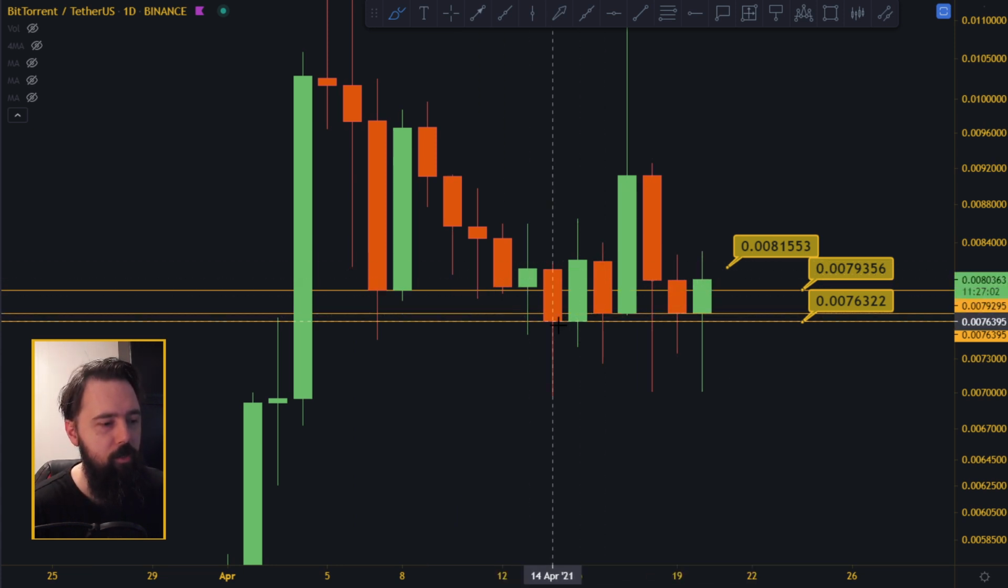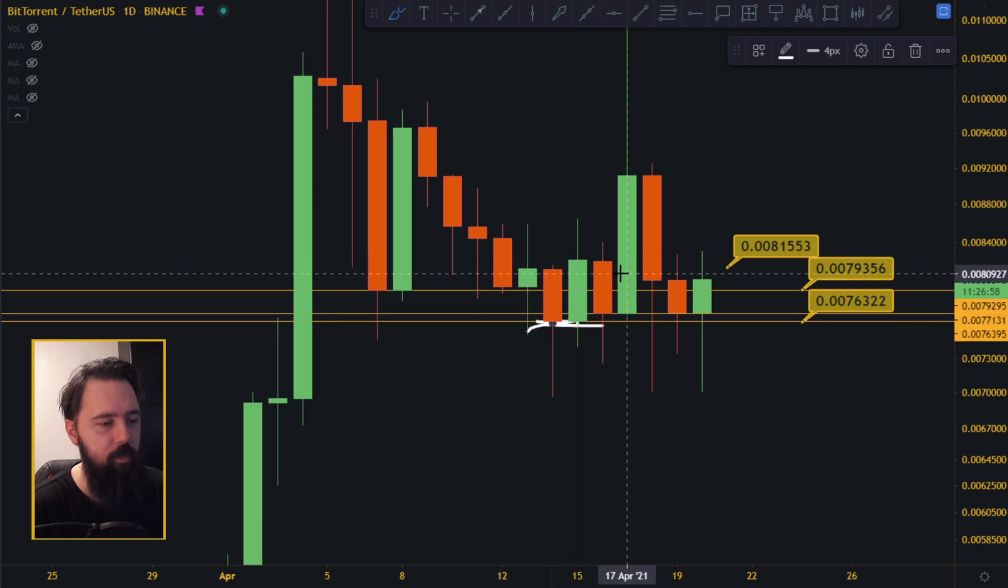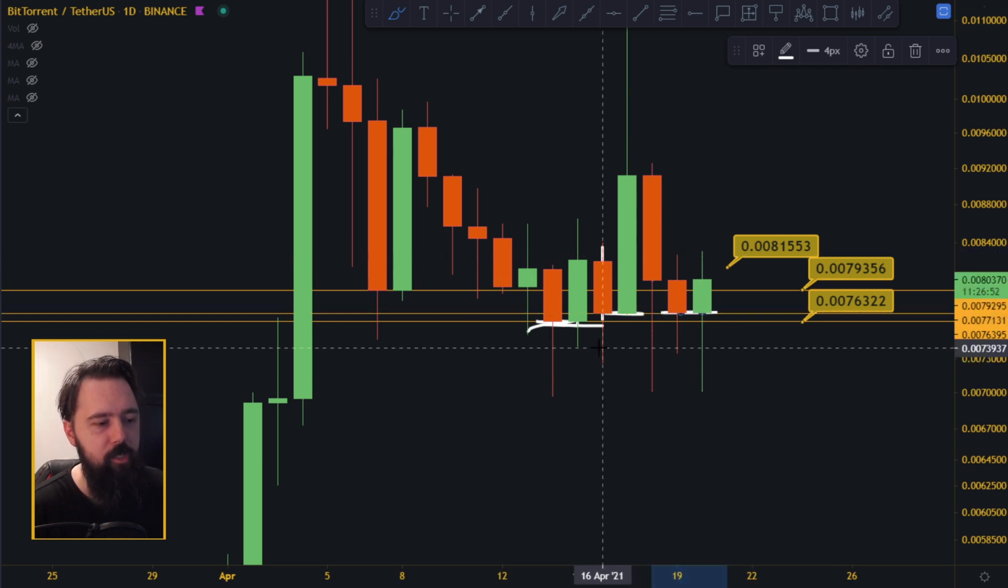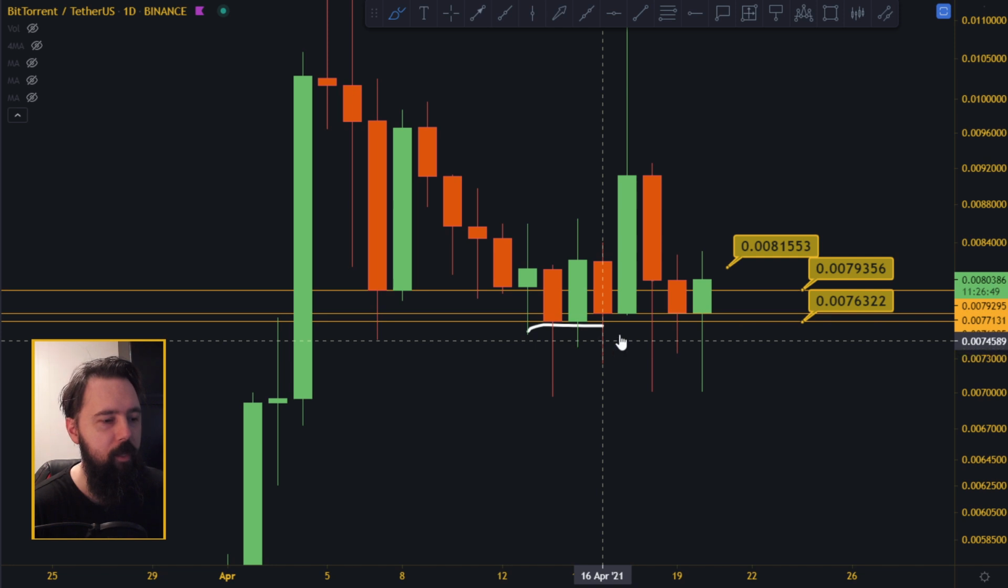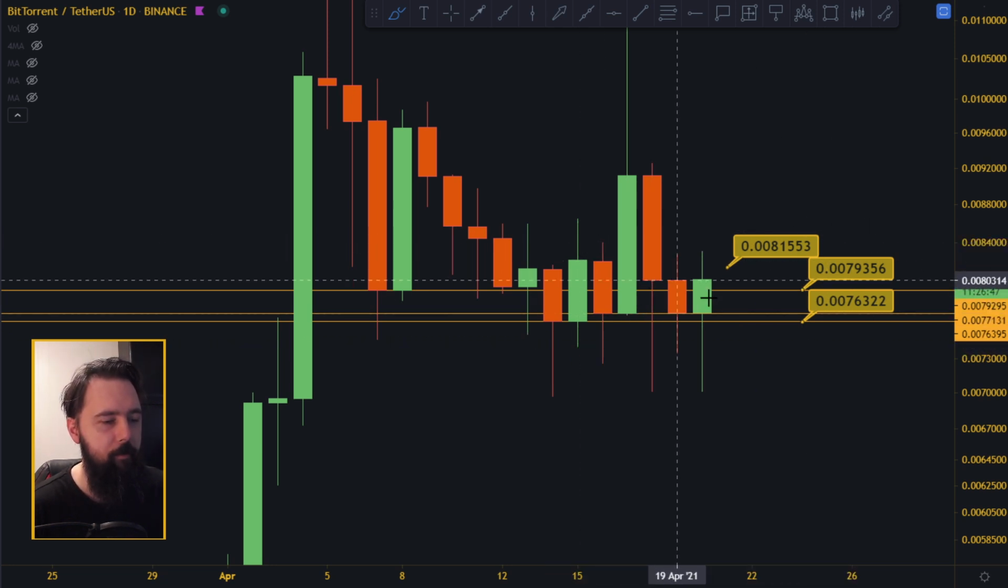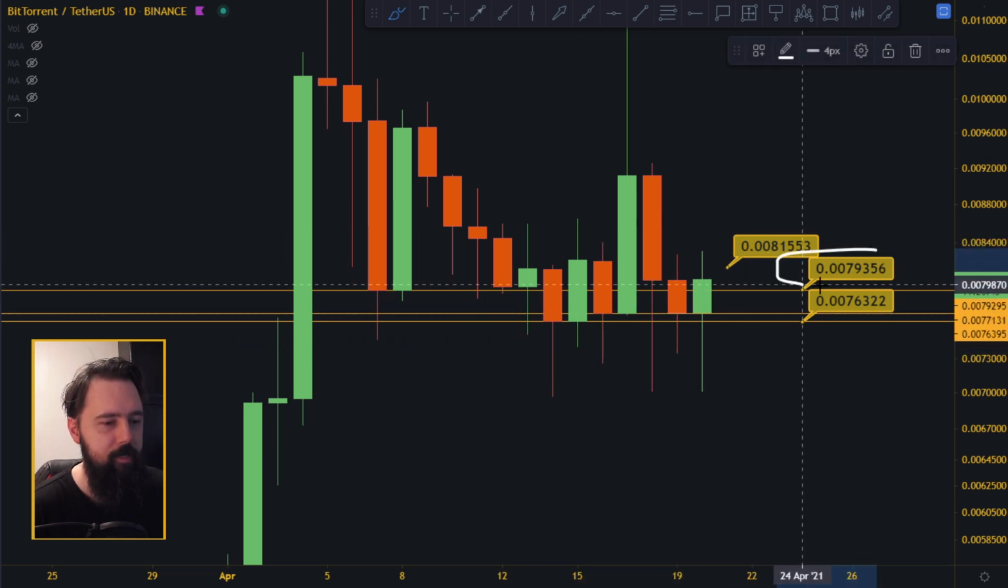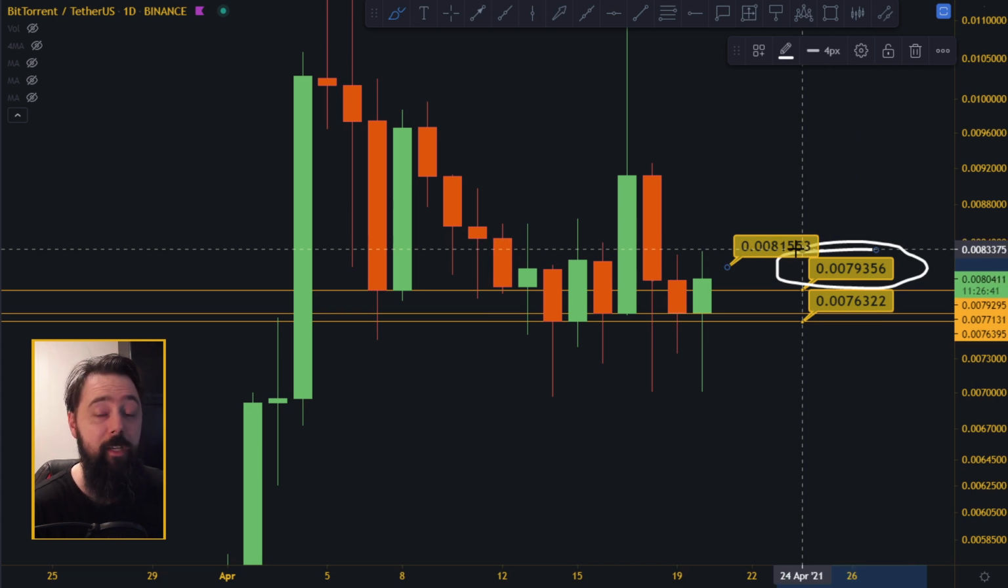You can also see these two lines down here. This bottom line was created by these two candles, and these two candles created the upper support line. And you can see that over here we actually used the upper support line to get support on the way down. However you look at it, this support down here at 0.079 is very important, and it's working out very nicely.